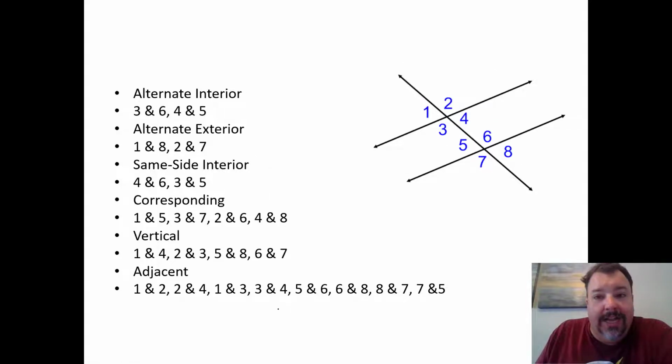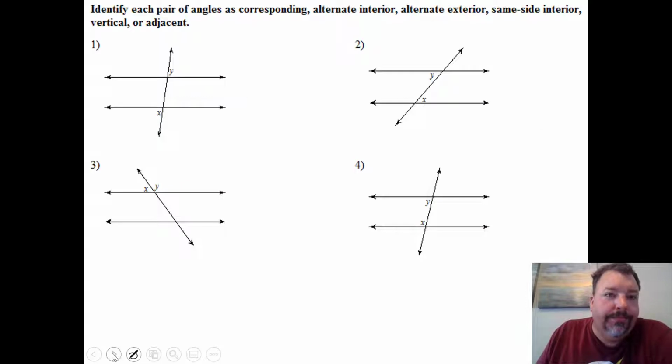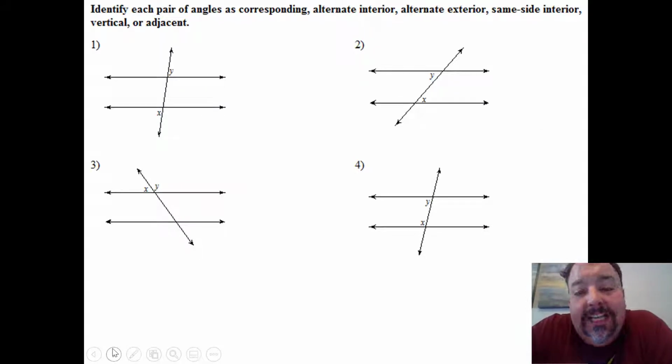And then on this slide, I just show all the different relationships that these have. So we can have alternate interior, alternate exterior, same side interior, corresponding. We've talked about vertical. 1 and 4 are vertical. 5 and 8 are vertical. And adjacent, or the ones that are supplementary, are also on there. So next thing we want to do is to identify these relationships and then use that to find missing angles.